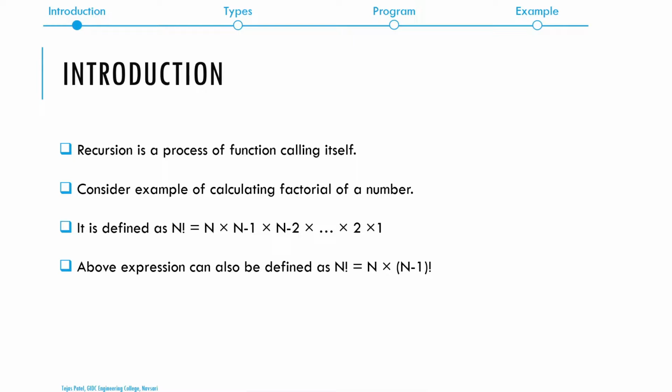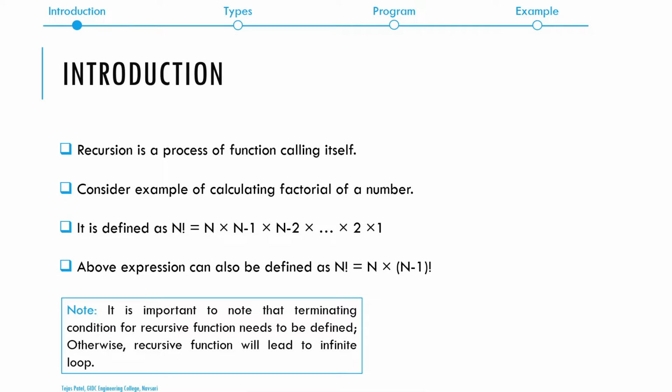In situation like this, where function is defined in terms of itself, we can use the concept of recursion. It is important to note that terminating condition for recursive function needs to be defined, otherwise recursive function will lead to infinite loop. For example, in case of factorial, terminating condition would be n equal to 1. We will further discuss this part in more detail when we reach to program section of a lecture.